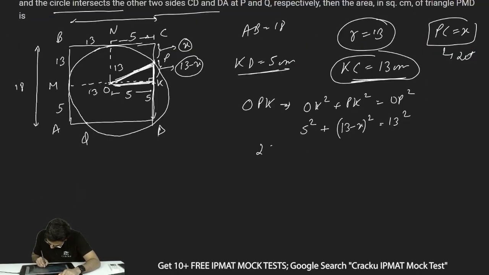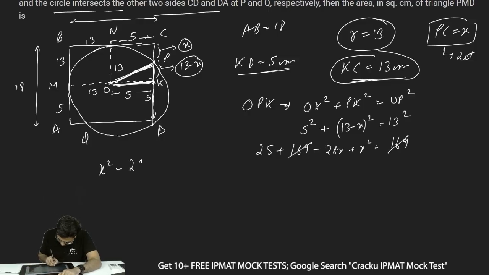So this will be 25 plus 169 minus 26x plus x square is equal to 169. This 169 gets cancelled, and I'm left with x square minus 26x plus 25 equal to 0. The factors will be (x minus 25) into (x minus 1).